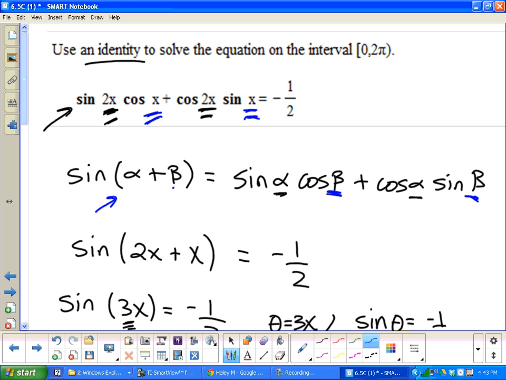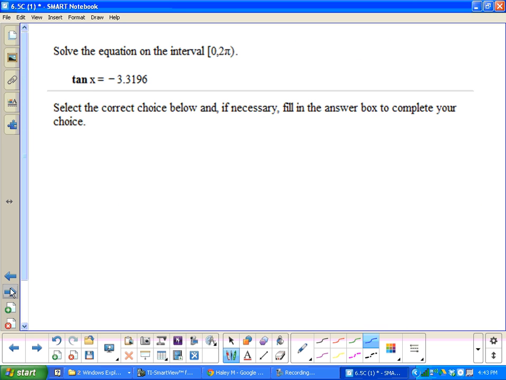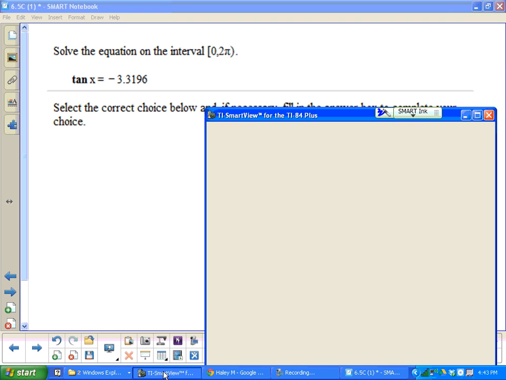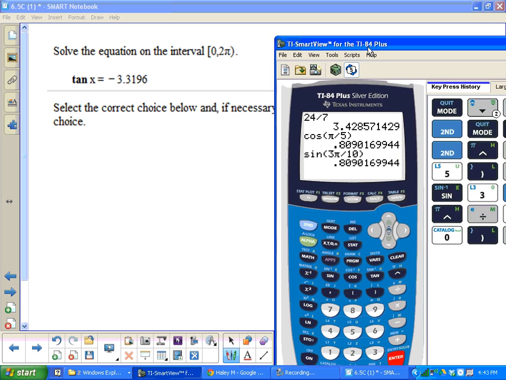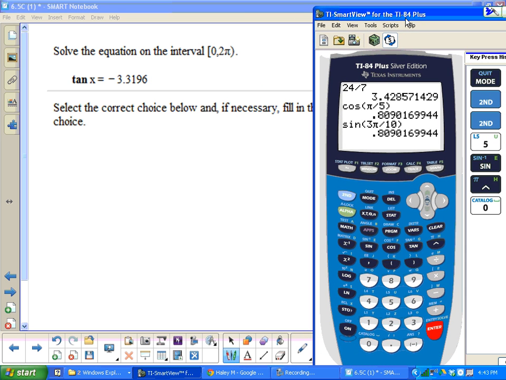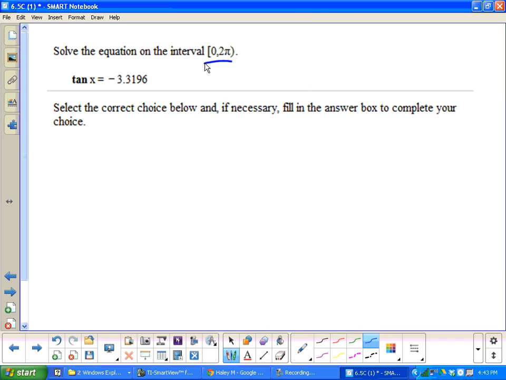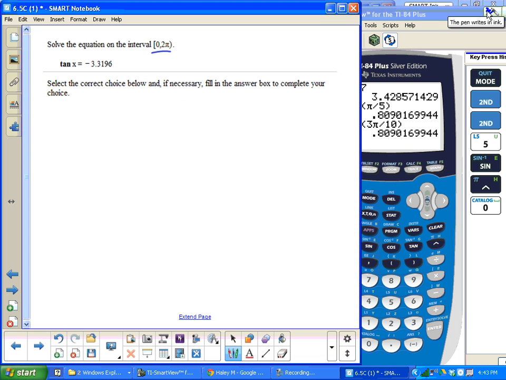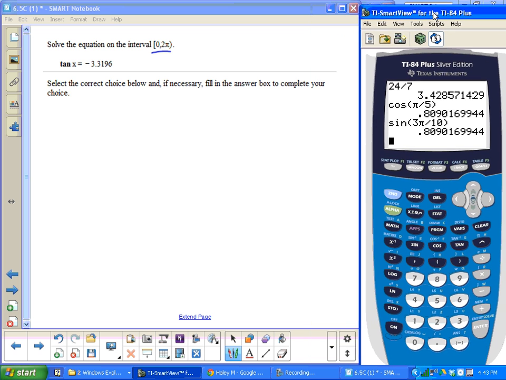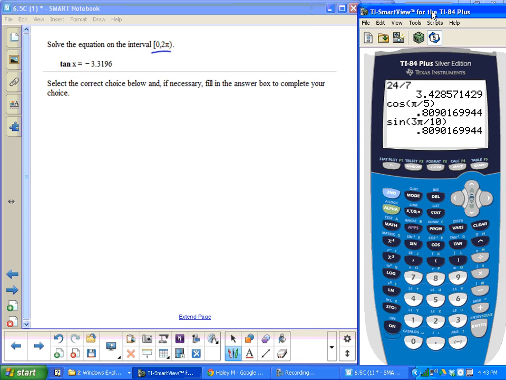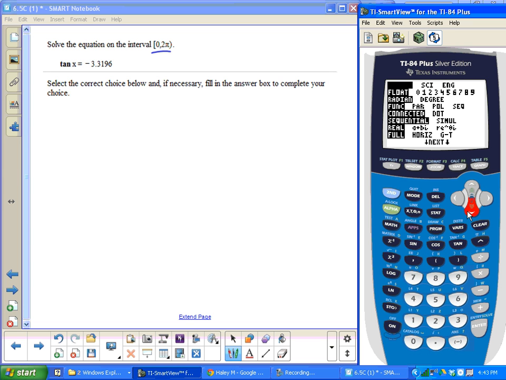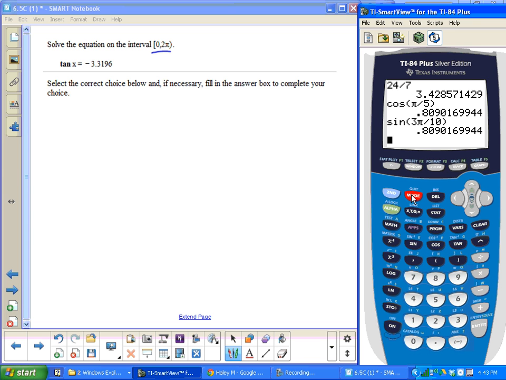Now the last one, finally, we're not going to use so much of an identity, but it's more of a calculated problem. I'll bring up my calculator here. Since it says it has to be on the interval from 0 to 2 pi, what we're assuming is that it needs to be in radians. So let me put my calculator in radians. It's already in radians. Never mind.